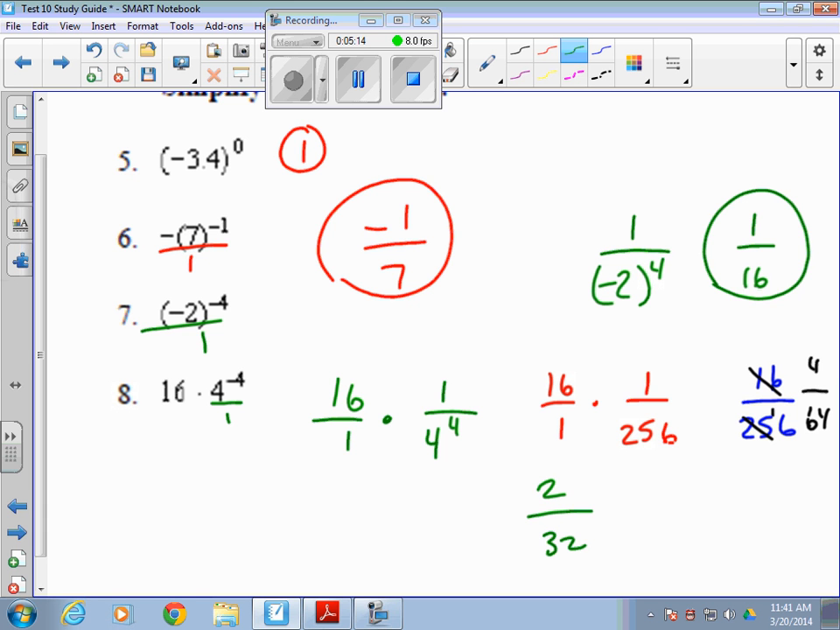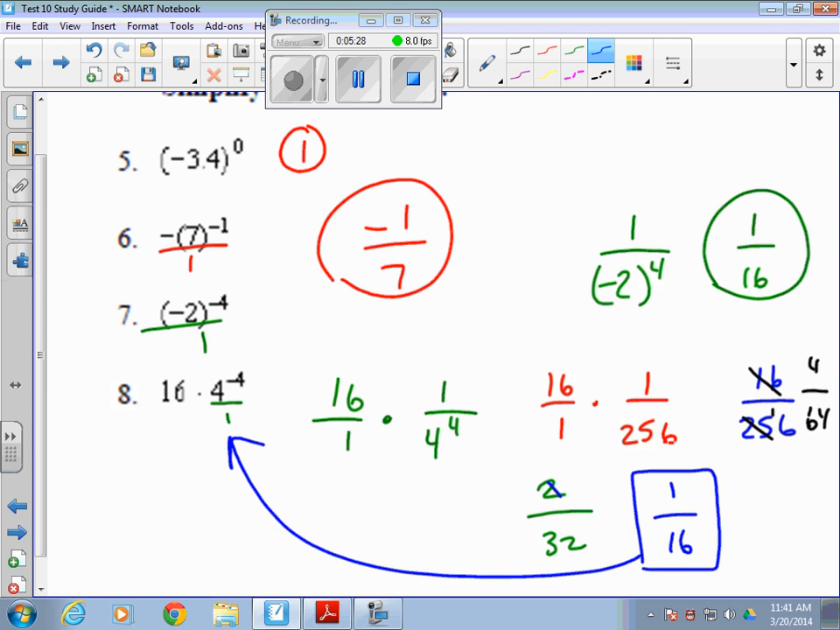So we could have broken this down by 16 from the very beginning, but just in case you use smaller numbers, you can always do it. Go one more time. 2 goes into itself once and into 32 16 times. Notice we get back to that number, 1 over 16.